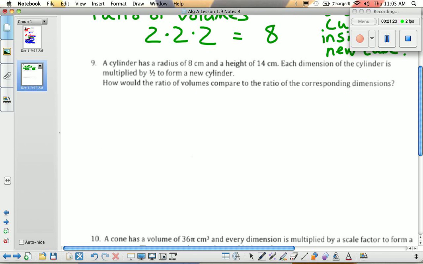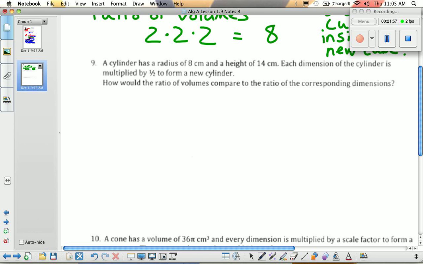Okay, a cylinder. Can you give me an example of a cylinder in everyday life, Trey? Pringles can. Soup can. So we have a cylinder. It has a radius of 8 centimeters and a height of 14 centimeters. Each dimension of the cylinder is multiplied by 1/2 to form a new cylinder. Is the new cylinder going to be bigger or smaller? Smaller. It gets smaller because the scale factor is less than 1.